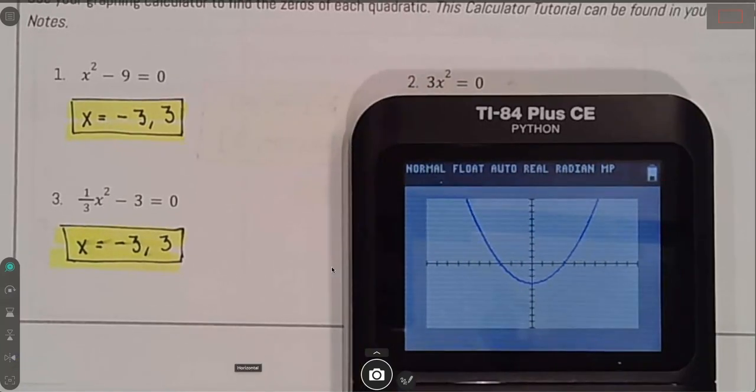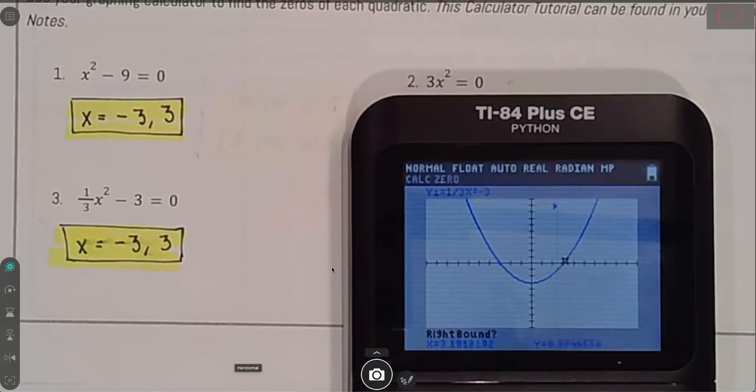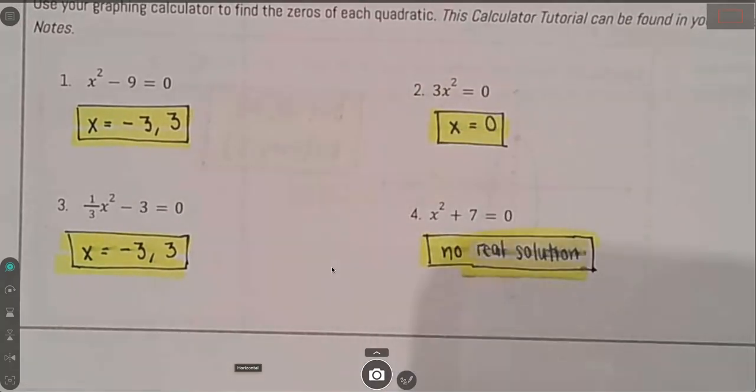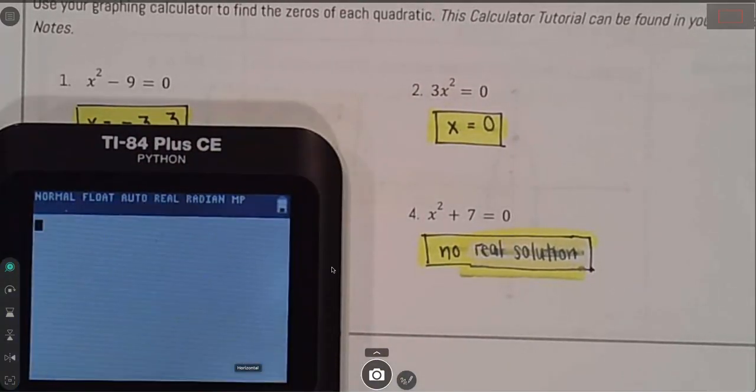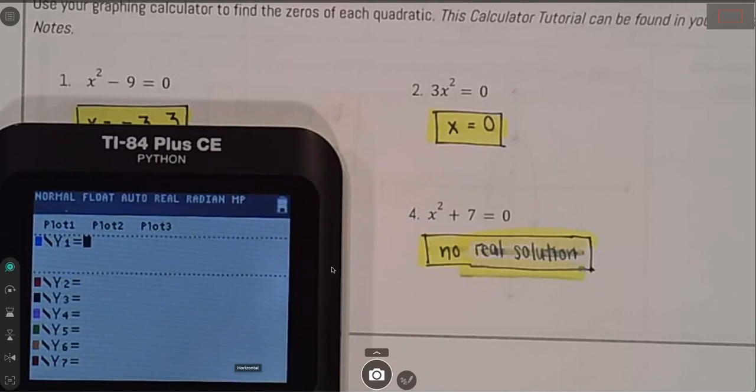All right, then to find the other 0, second calc 0, I'm going to move to the left of this 0, enter, and then to the right of the 0, enter, guess, enter, and it is 3. So negative 3, 3. All right, and finally, y equals x squared plus 7.